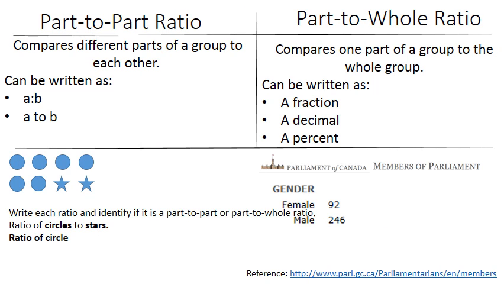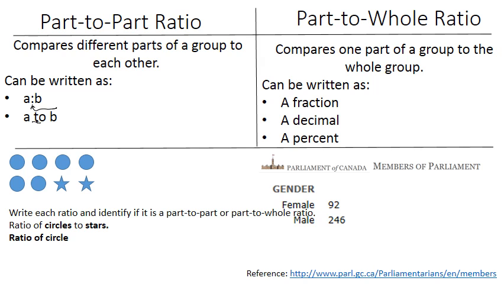Next is different types of ratios. So there's part-to-part ratio, which is the type we've been looking at so far, that compares each part of a group to each other. And it can be written as A to B with this symbol here, which is a colon. Or you can write it in words as A to the word B. So, my slide isn't ideal here, but that's okay.